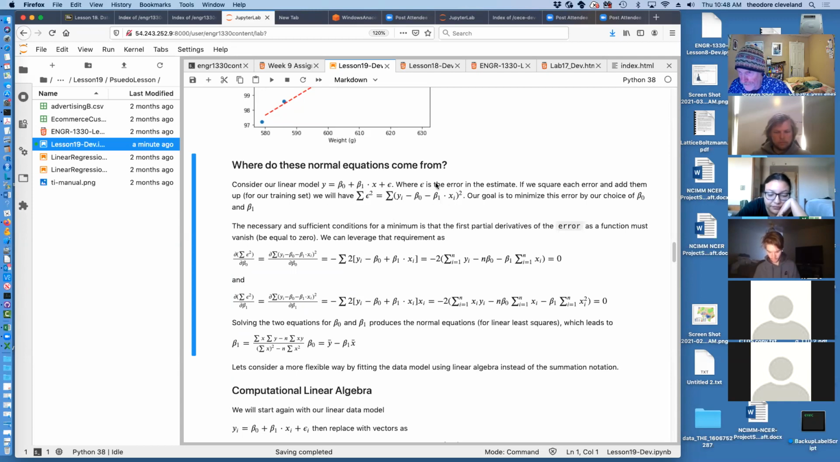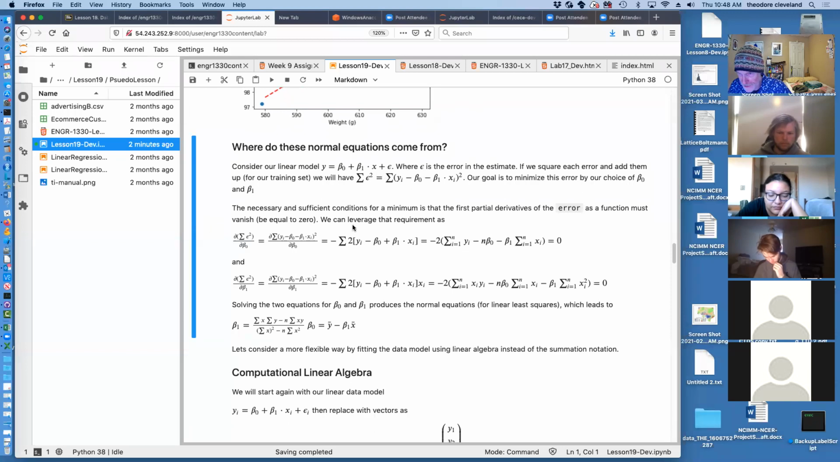So we have this function that we've just created all by ourselves, no help. And we have two knobs on the function. We have the beta 0 knob and the beta 1 knob. And we're going to twist those knobs until we minimize the function.